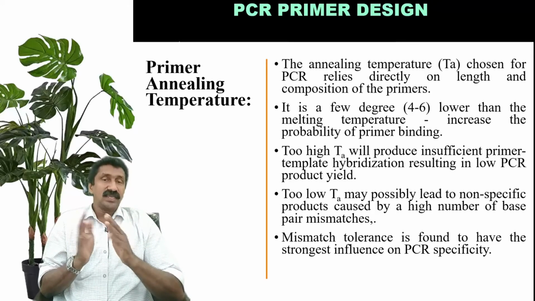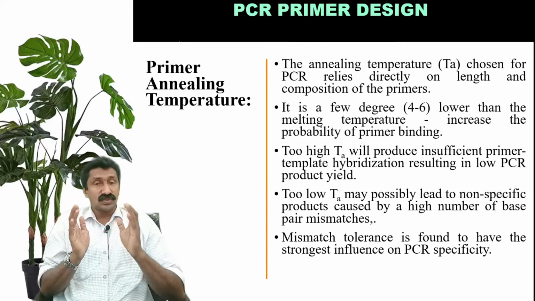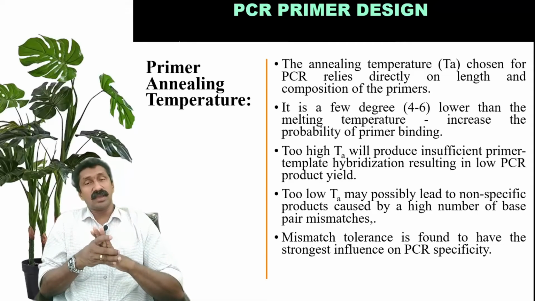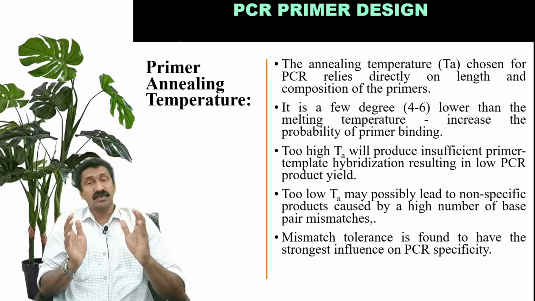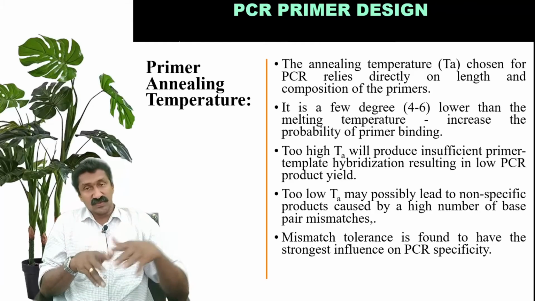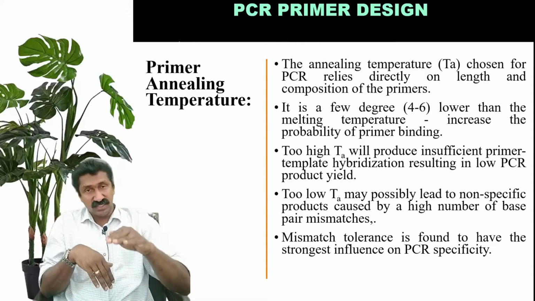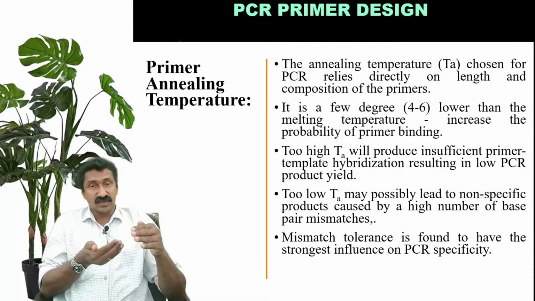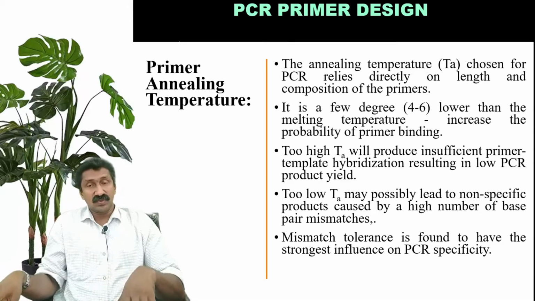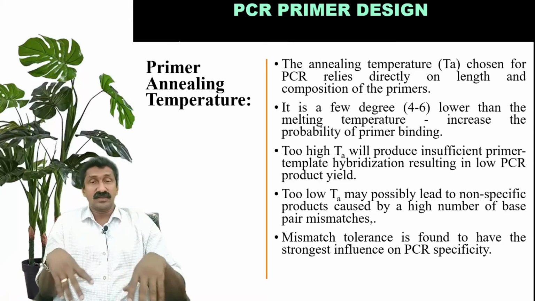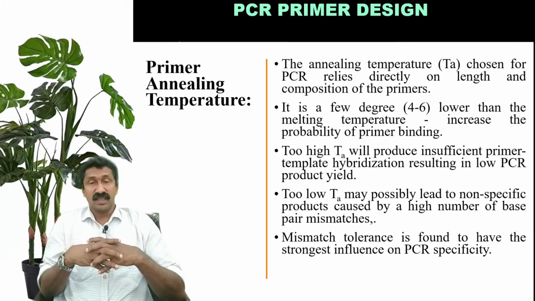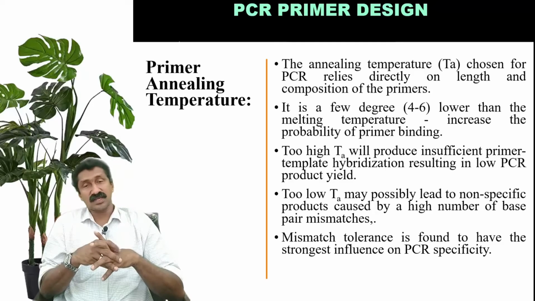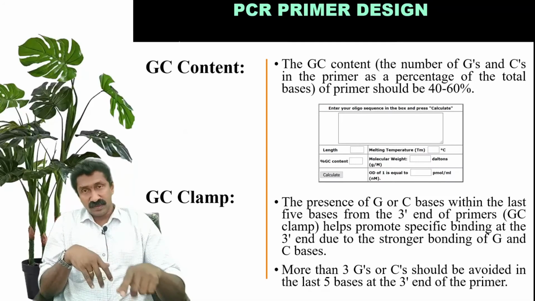Too low a TA may possibly lead to non-specific products caused by a high number of base pair mismatches. So if you are bringing this TA down too low, maybe instead of 56 or 58 you are bringing the annealing temperature down to 50 or 45, then non-specific priming will occur, and because of base pair mismatches, the specificity of the PCR reaction will be lost.